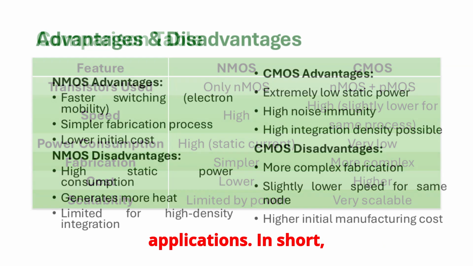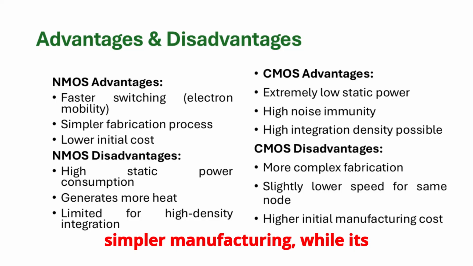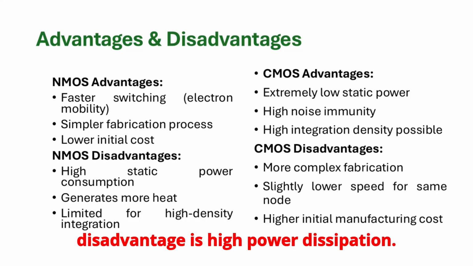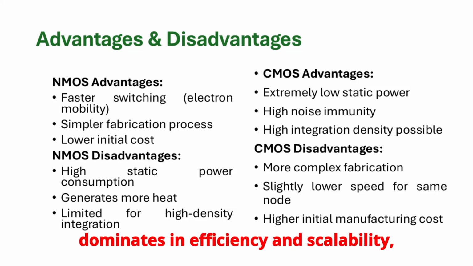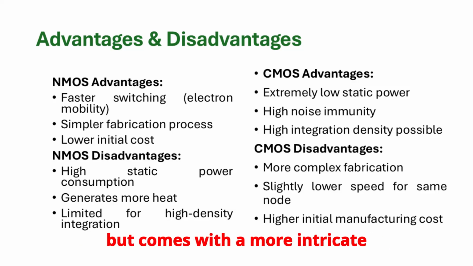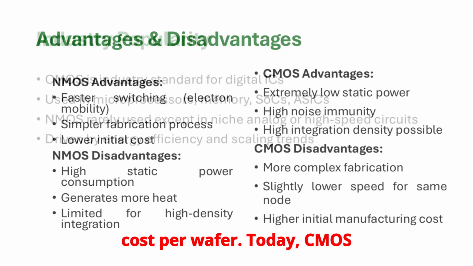In short, NMOS's advantage lies in speed and simpler manufacturing, while its disadvantage is high power dissipation. CMOS, on the other hand, dominates in efficiency and scalability but comes with a more intricate manufacturing flow and a higher initial cost per wafer.